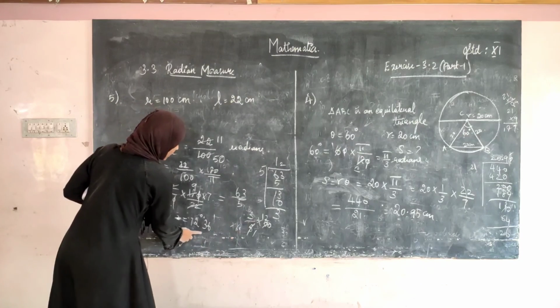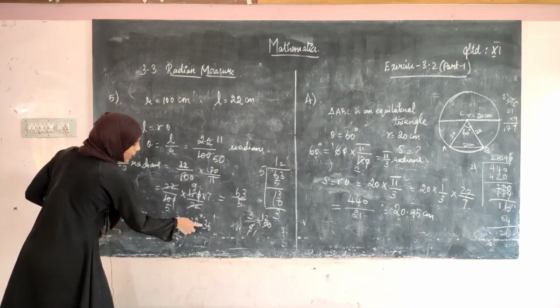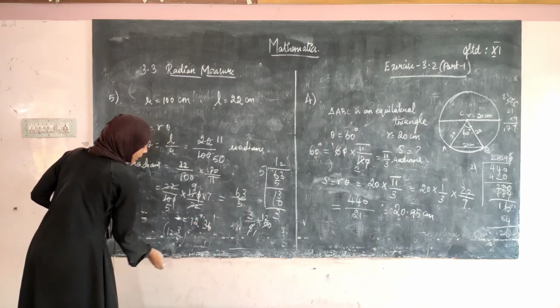So when we multiply by 60, it becomes 36 minutes. Therefore 12 degree 36 minutes is the angle required.